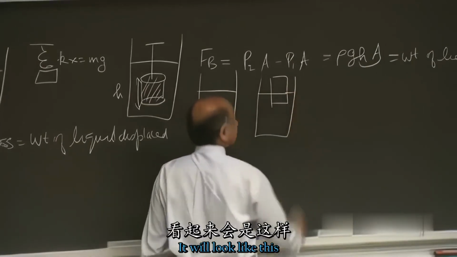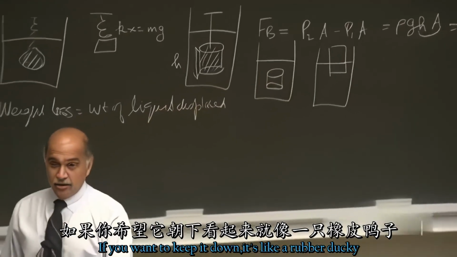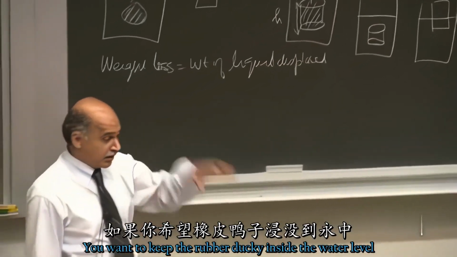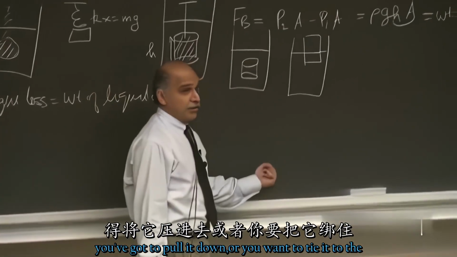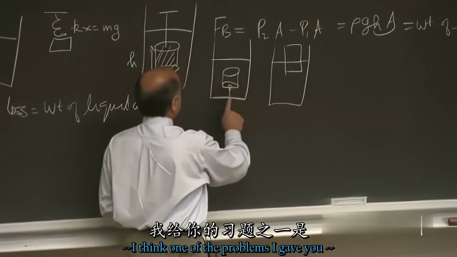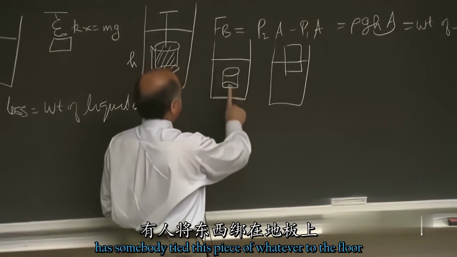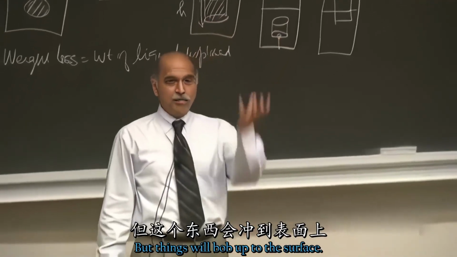It will look like this. If you want to keep it down, it's like a rubber ducky. You want to keep the rubber ducky inside the water level, you got to pull it down. Or you want to tie it to the, I think one of the problems I gave you has somebody tied this piece of whatever to the floor. Then it'll stay. But things will bob up to the surface.